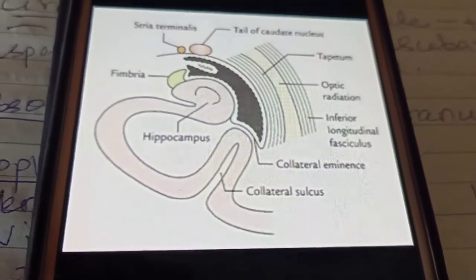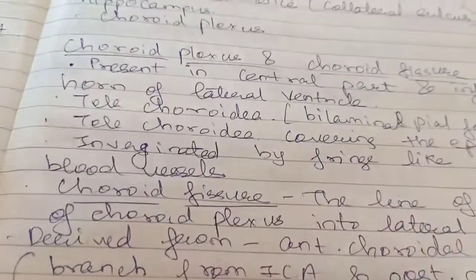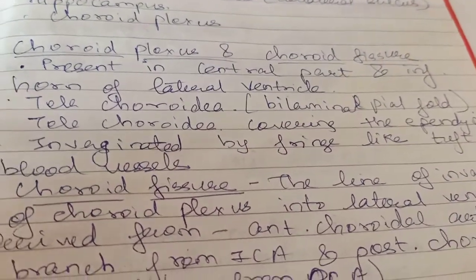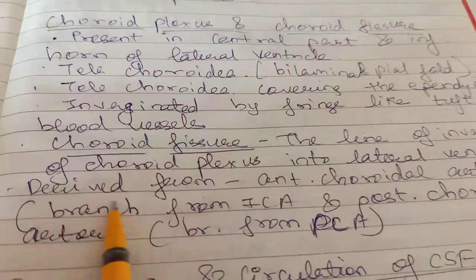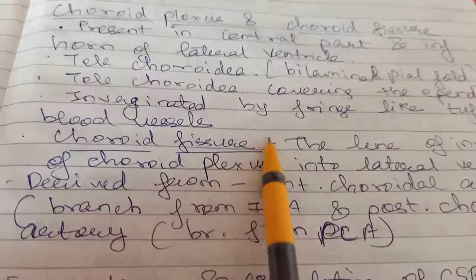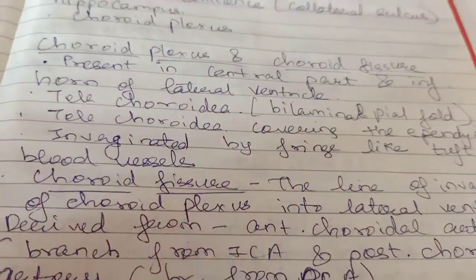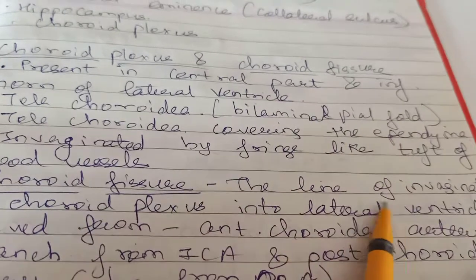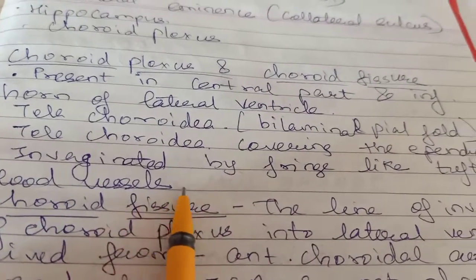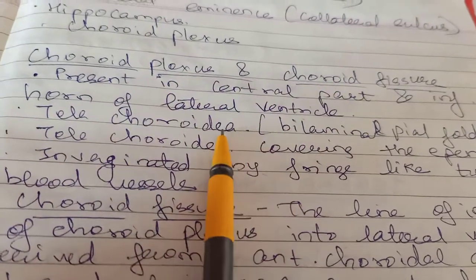You have to remember there is choroid plexus present in the central part and the inferior part of the lateral ventricles. This is very, very important. This plexus is a vascular fold, and it consists of a tuft of blood vessels. Just remember this much only.